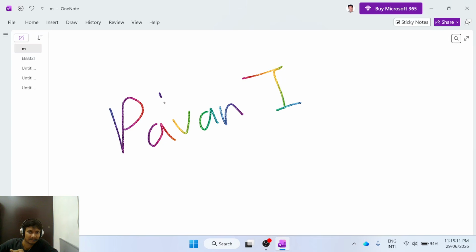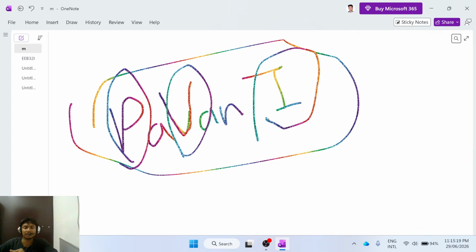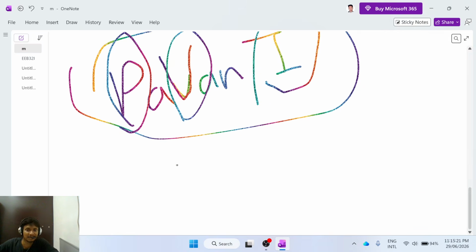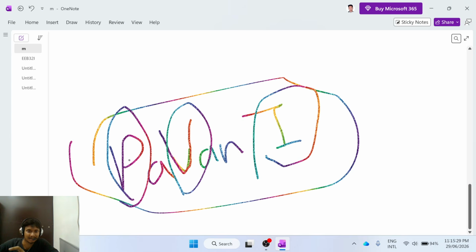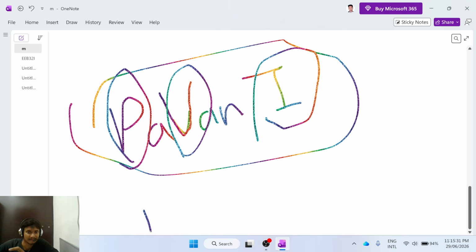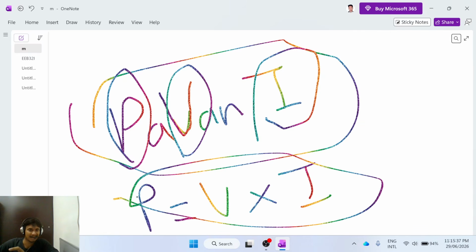Please memorize this name, Bhavani. P is equal to V into I. Therefore, you will not be confused about the equation. In exam times, you will be under tension, and sometimes you will be confused about the equation. Therefore, please memorize this name, Bhavani: P is equal to V into I. This is the small trick.